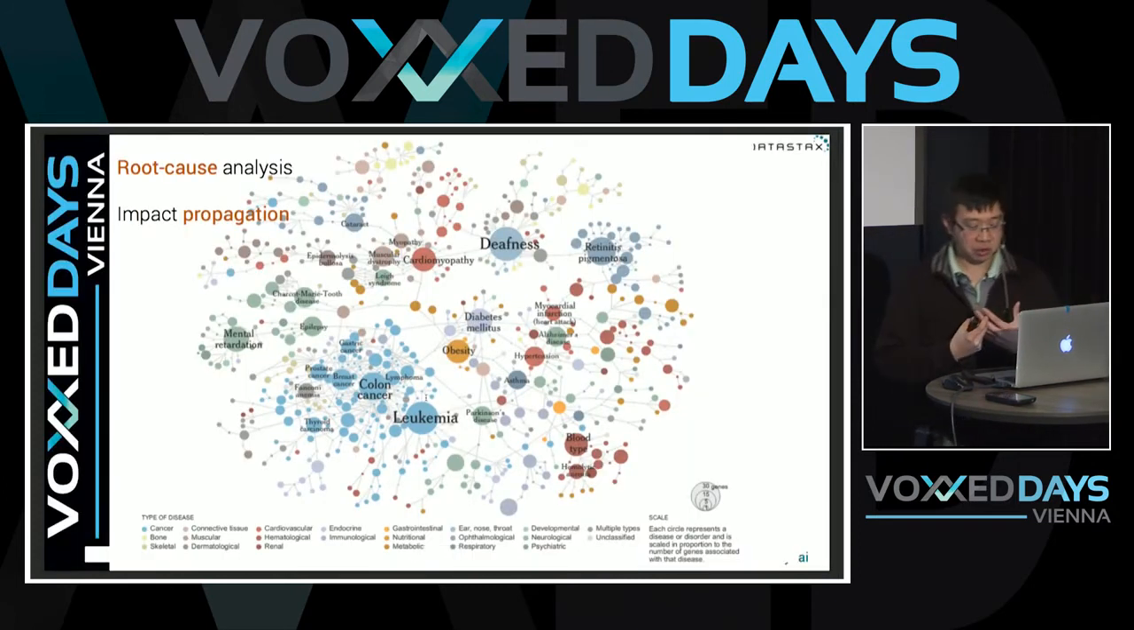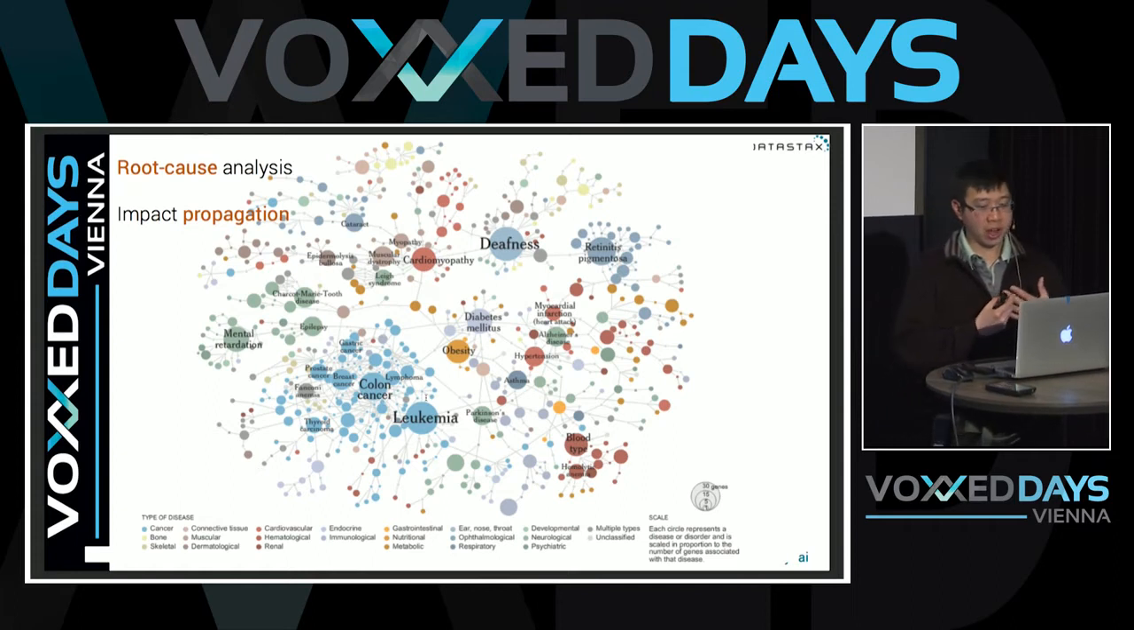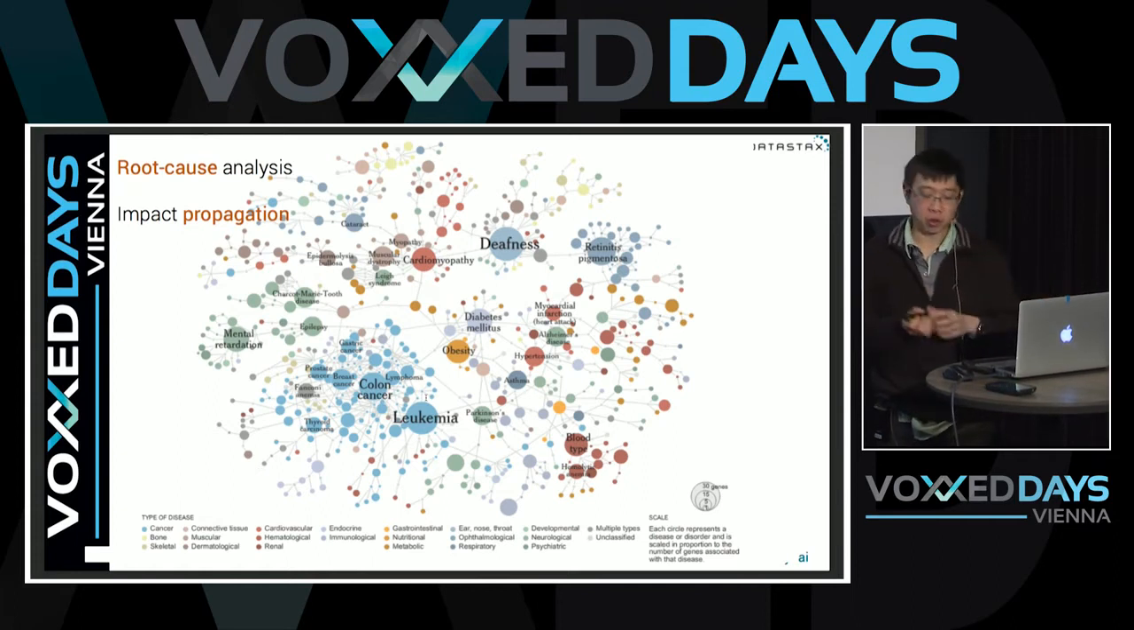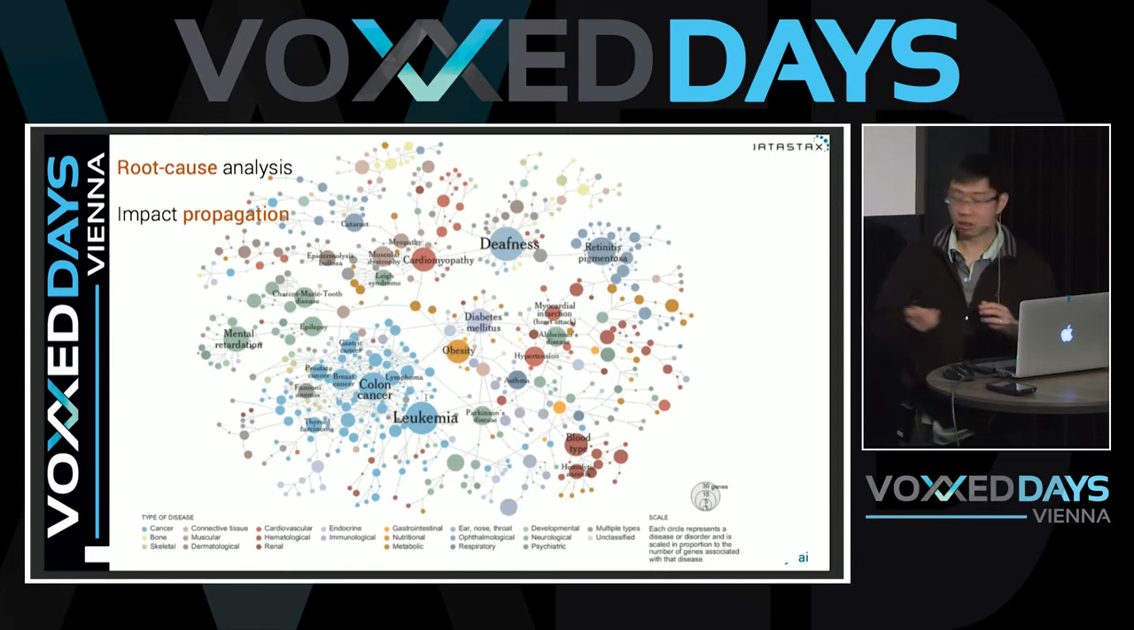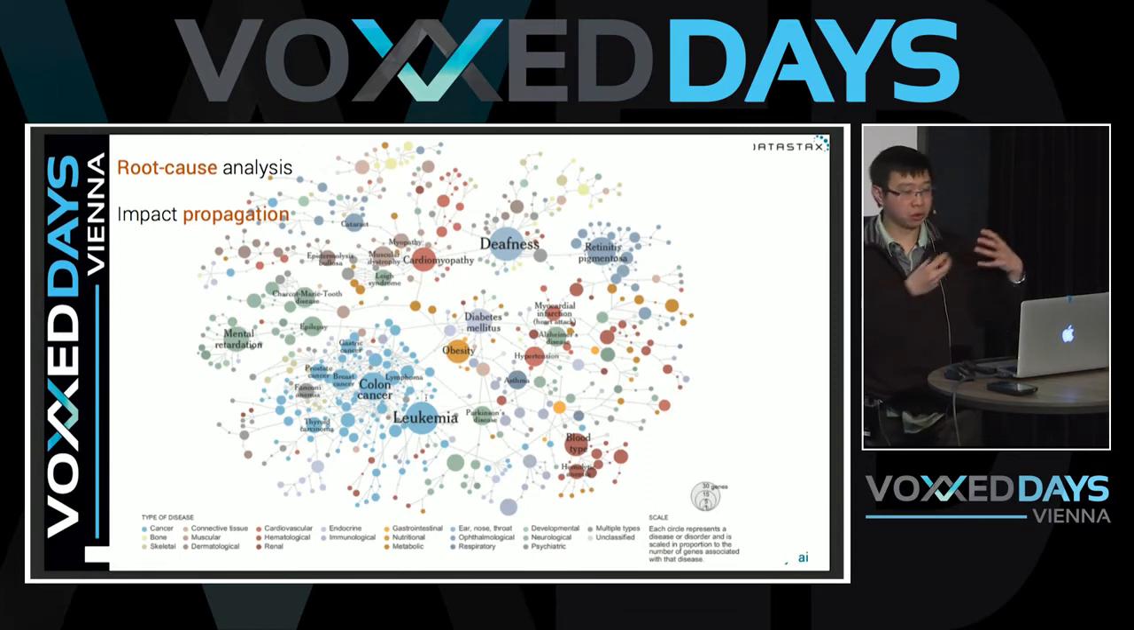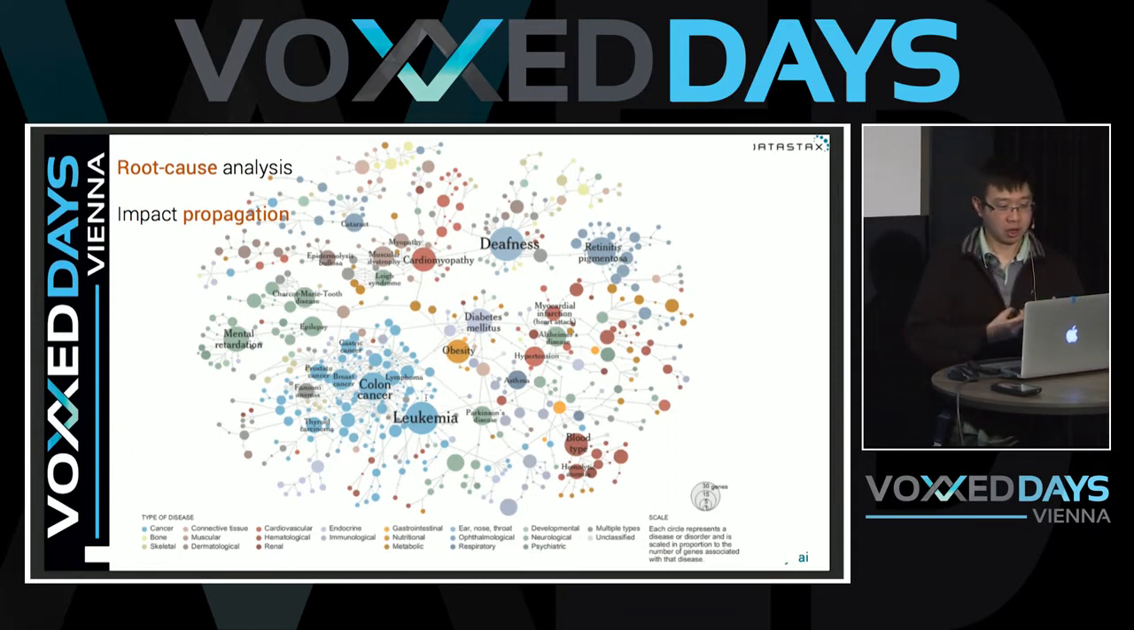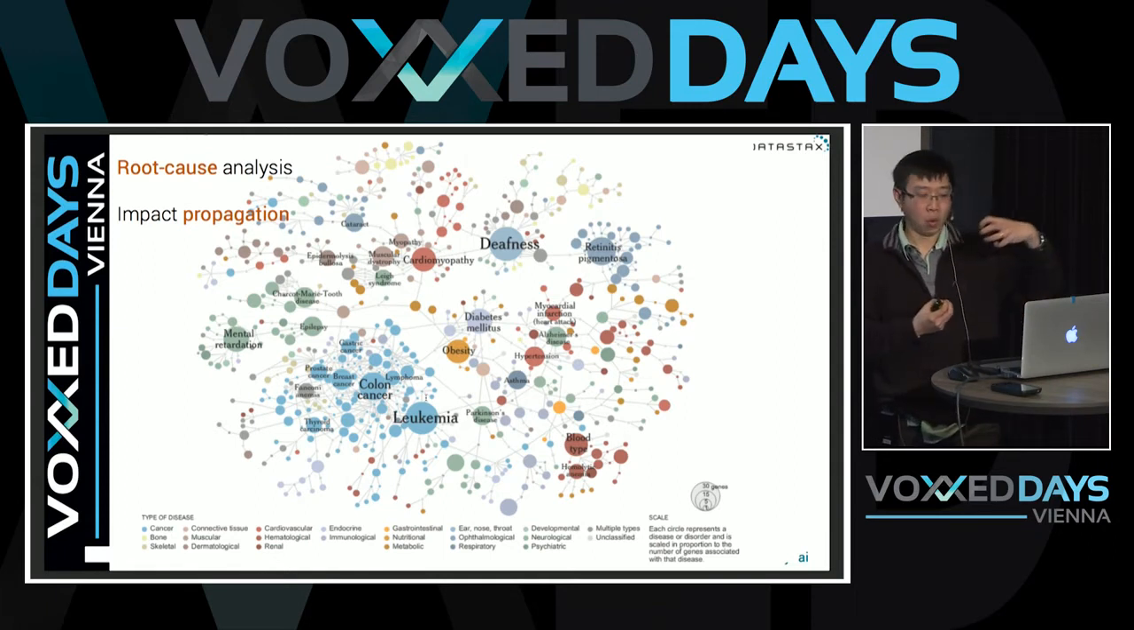Another interesting use case is to analyze root causes, because in a graph database, everything is connected. So you can navigate from one node to another one through different paths. And you can also use graph databases to study how one vertex can impact its neighbors.